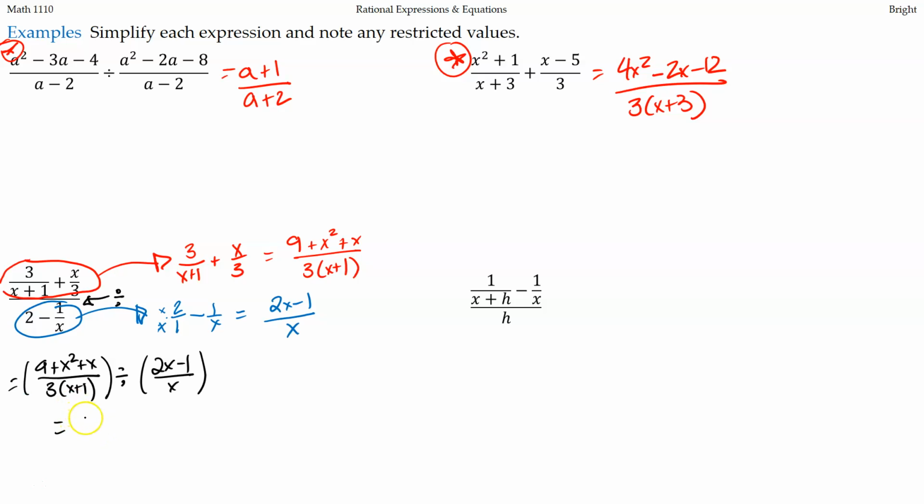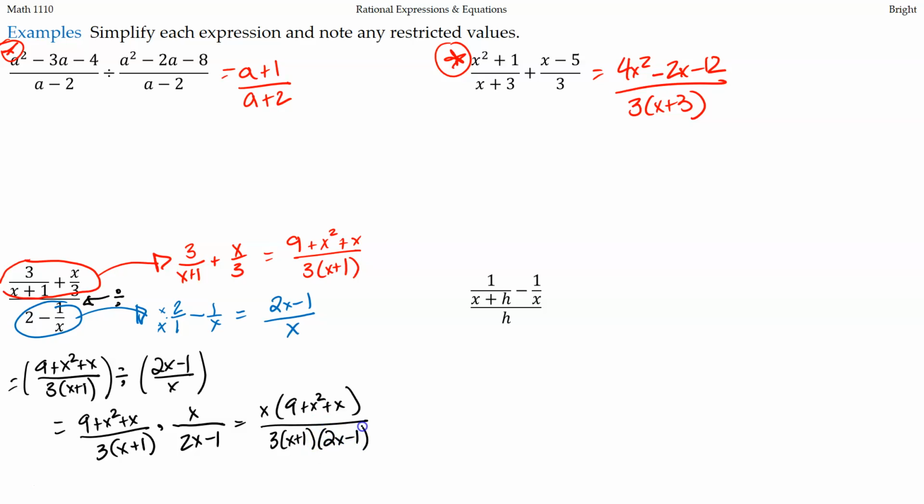Okay, I can say, oh, well, this is the same as 9 plus x squared plus x all over 3 times x plus 1, and then times the reciprocal, so x over 2x minus 1, and then now, okay, this is just the same as saying x times 9 plus x squared plus x all over 3 times x plus 1 times 2x minus 1. Okay, so that would be my final answer.